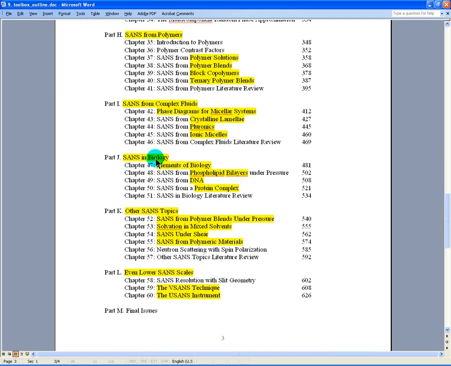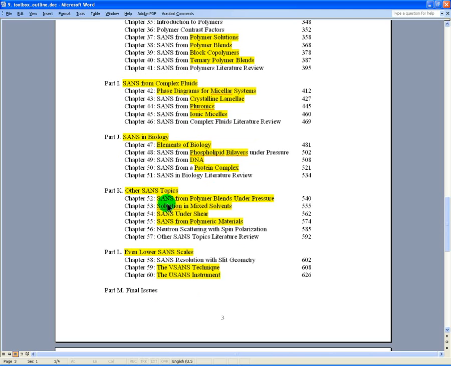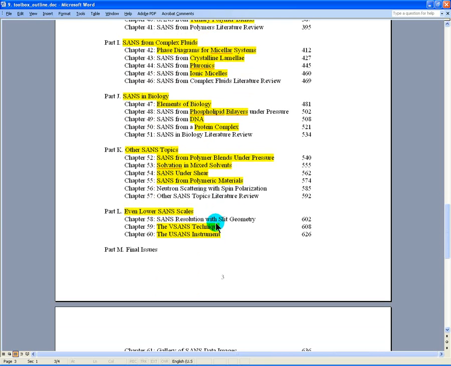Part J, SANS in biology, is a nice introduction to cell biology here. Just in a few pages you get up to speed. Then 3 topics: phospholipid bilayers, SANS from DNA, SANS from a protein complex. Part K is other SANS topics, like SANS from polymer blends under pressure, solvation in mixed solvents, polymers in mixed solvents, SANS under shear, SANS from polymeric materials, and so on.